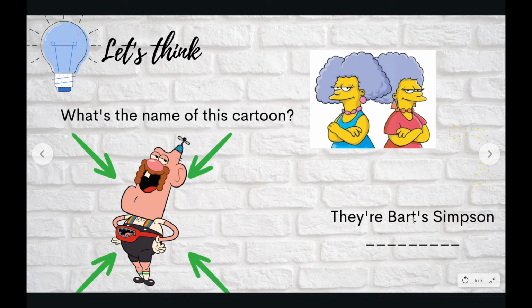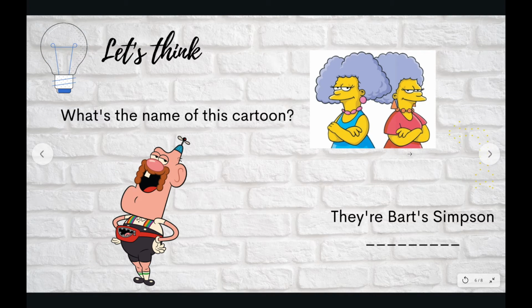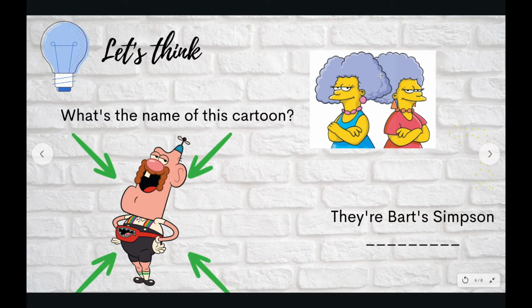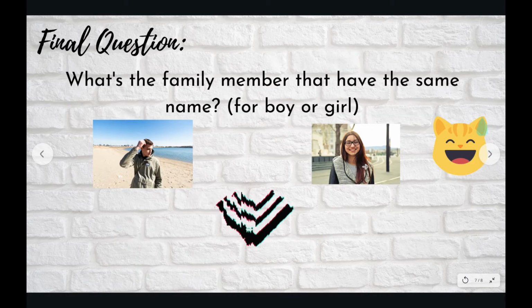They are Bart Simpson. What will be the name for these two ladies? ¿Quiénes serán ellas de Bart Simpson? Excellent. Aunt. So here we have uncle and here we have aunt. Good. We're going to continue.